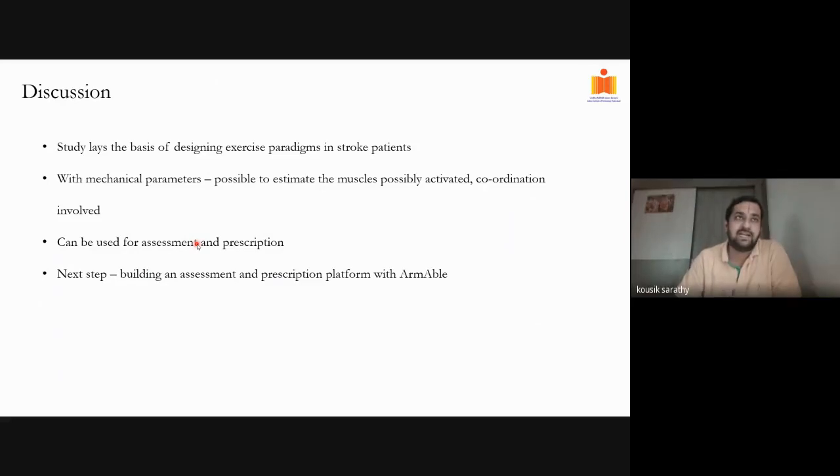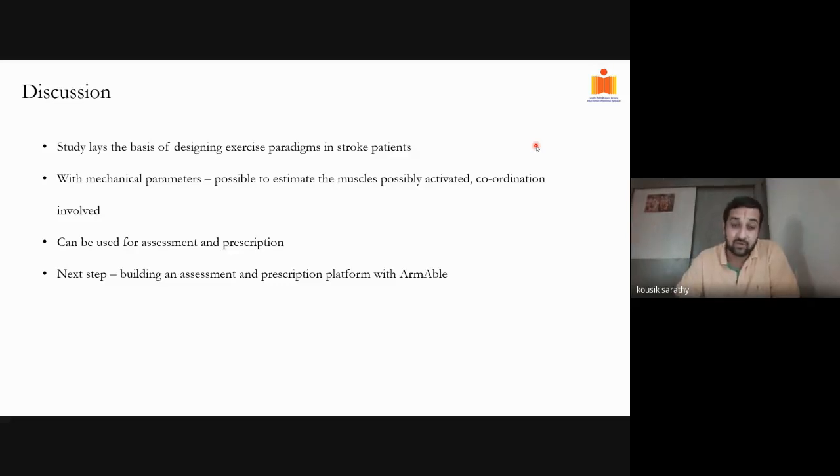So broadly, the study is giving us some kind of a basis for designing exercise paradigms, but we have to wait until we do this experiment on stroke patients. That will give us more information. We have not looked at the mechanical parameters yet, but the initial look suggests that there seems to be some relation between the mechanical parameters, which is velocity, joint angle changes, and so on, and synergy, IMC, and the gross muscular output.